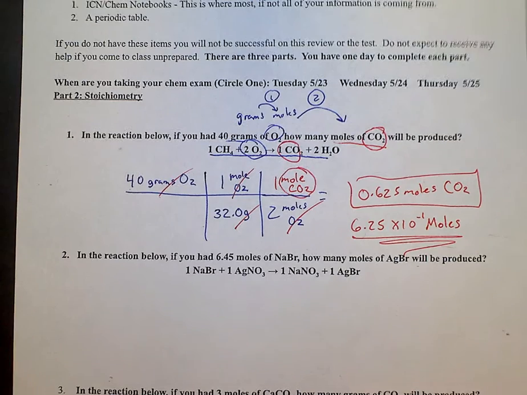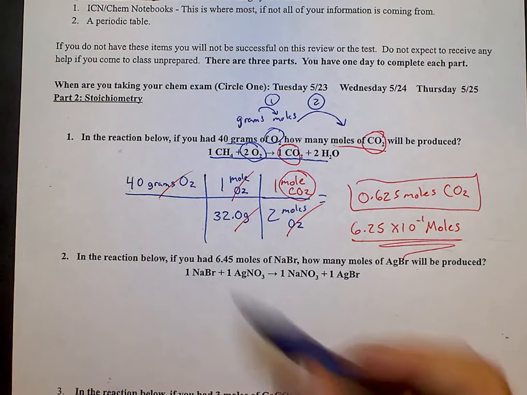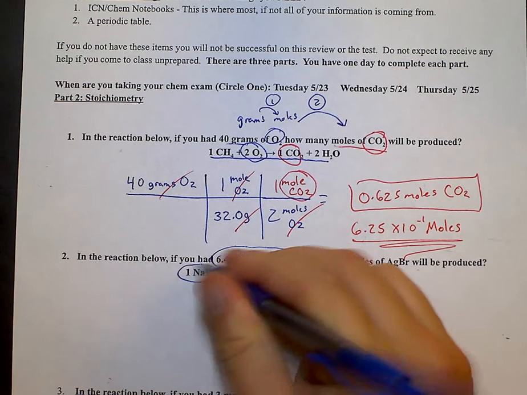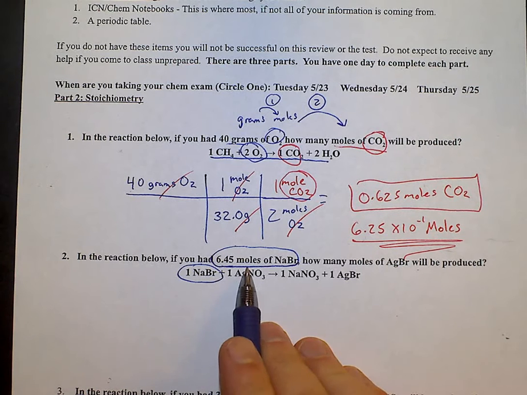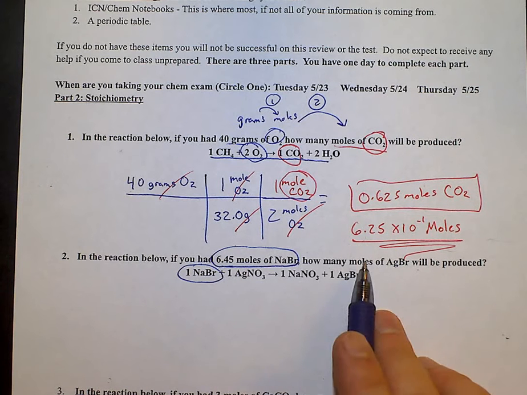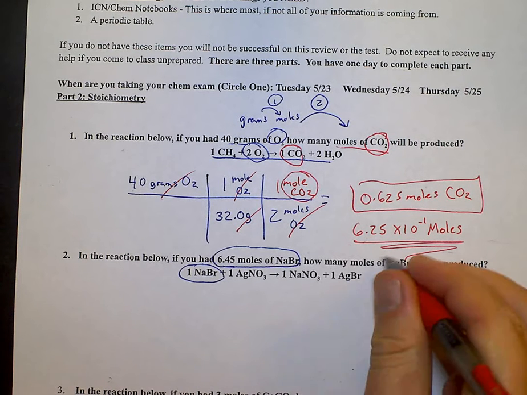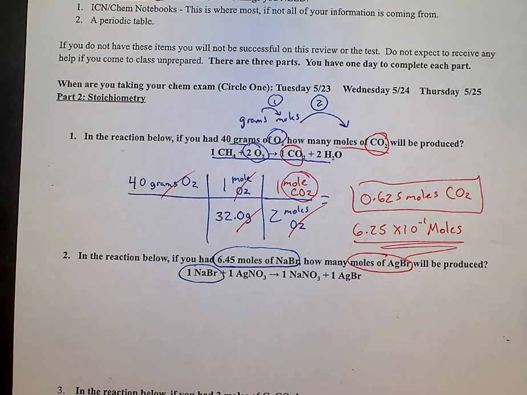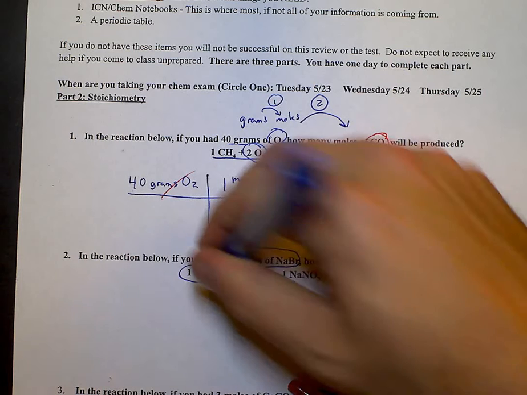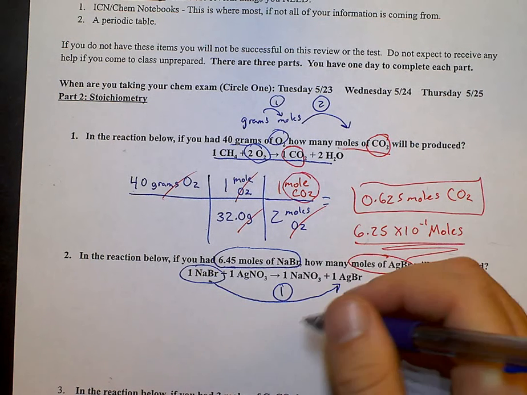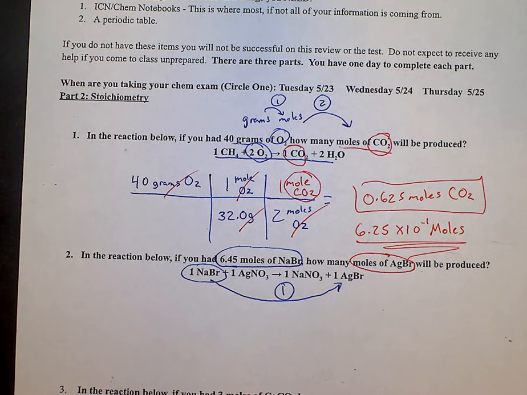Reaction below, we have 6.45 moles of sodium bromide. This time we're starting with moles. How many moles of silver bromide will be produced? Now we don't have grams. We don't need molar mass. This is a 1-step problem. We're going from moles to moles. We don't need molar mass. We don't need Avogadro's number. We don't need anything else.